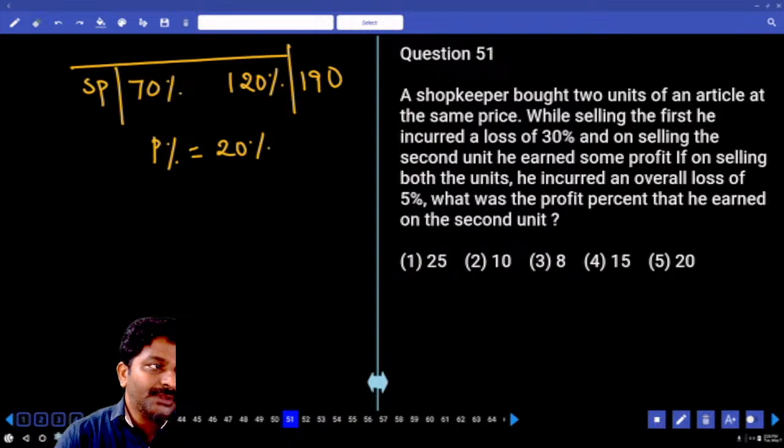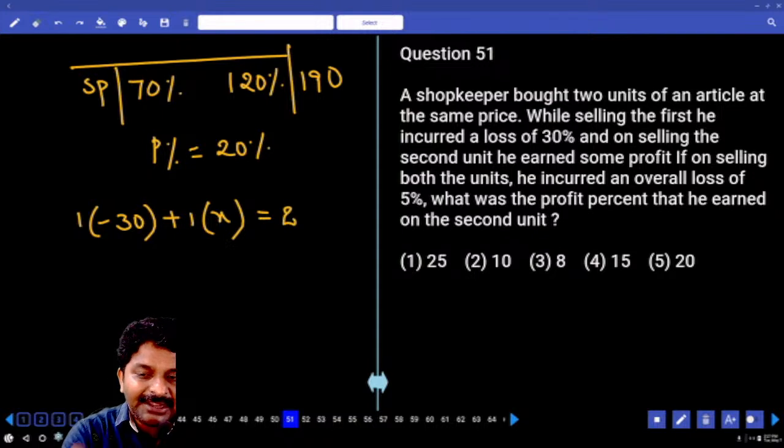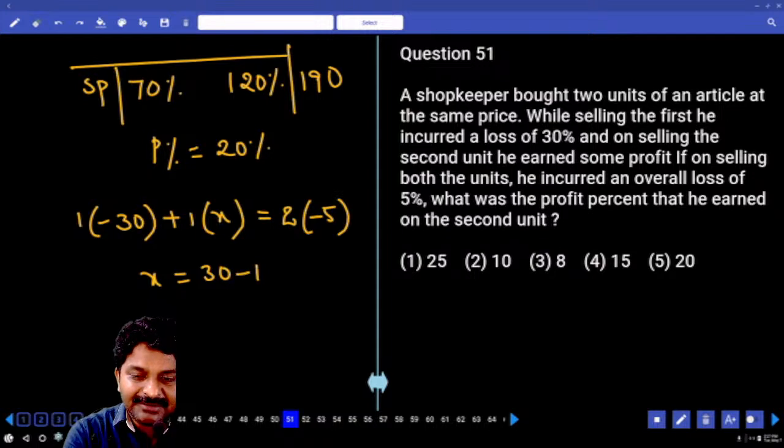The same we can treat one more way also. On the first item there is a loss, minus 30. Second item, there is a profit, we don't know how much that is, X profit. Total how many items? 2 items. Overall loss is minus 5. Left hand side minus 30, right hand side minus 10. Minus 30 goes to the other side, X is equal to 20.